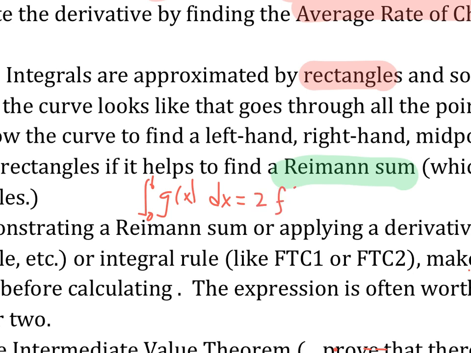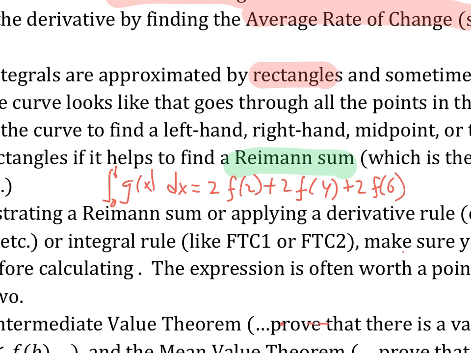2 times f of 2 plus 2 times f of 4 plus 2 times f of 6. This would be a right-hand sum. And we could look at the table to find out what these values are, f of 4, f of 2. Notice that the width of each of these intervals is 2. There's the width, and the value of the function would be the height.